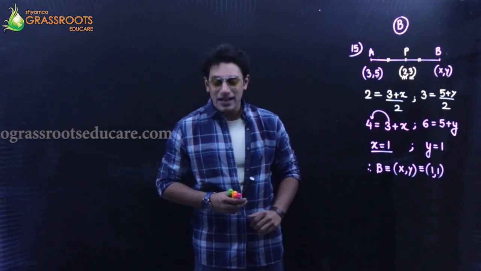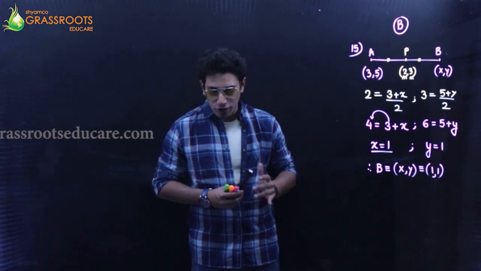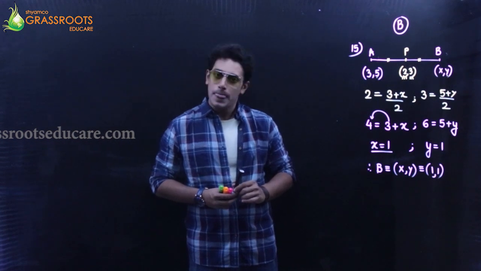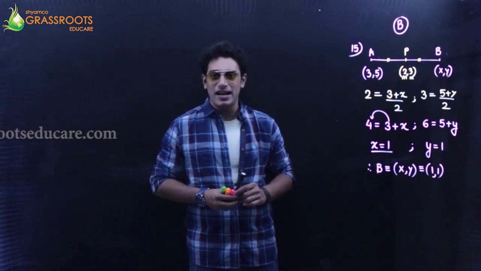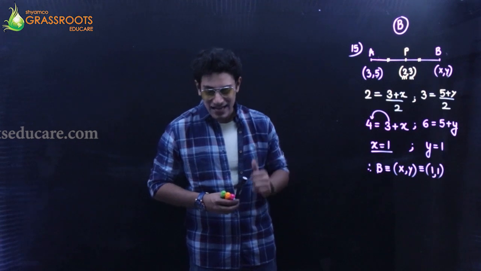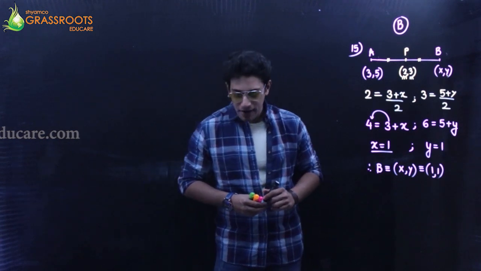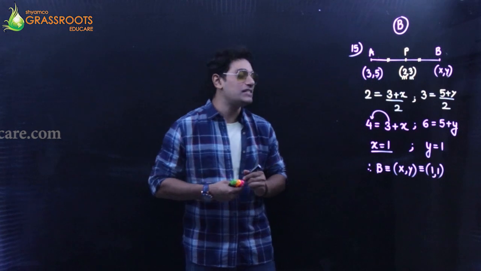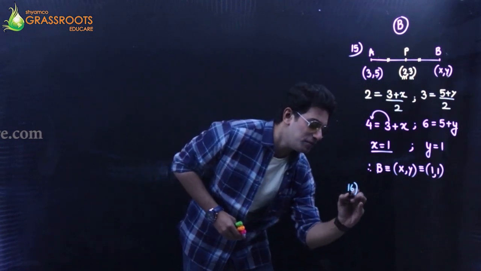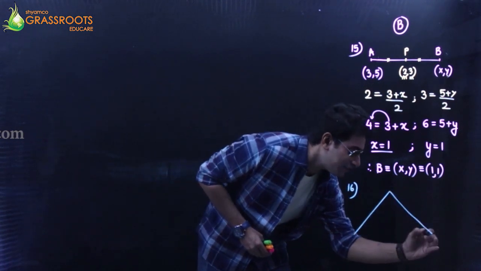A, B and C are the vertices of a triangle ABC. L is the midpoint of AB and M is the midpoint of AC. Show that LM is equal to half of BC. Simple question, very simple. Let's break it now. It's nothing great in the sum.